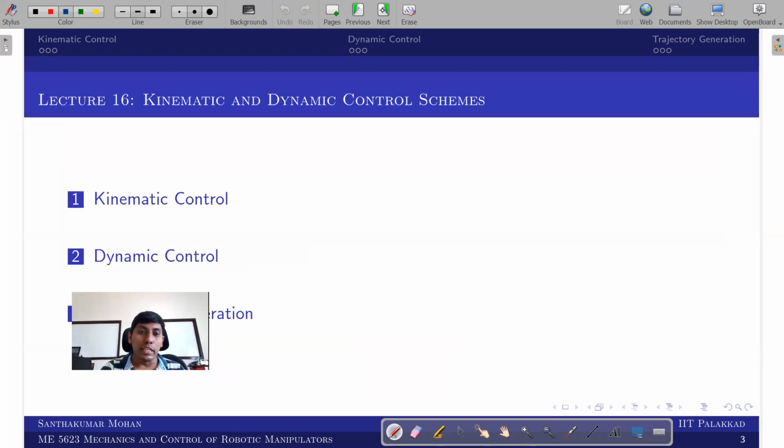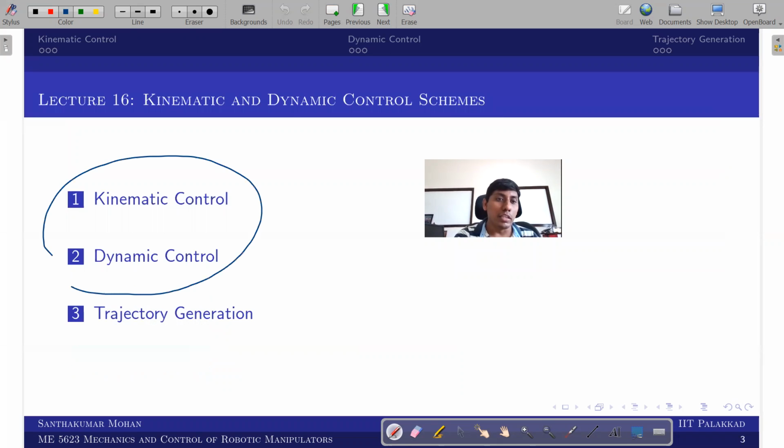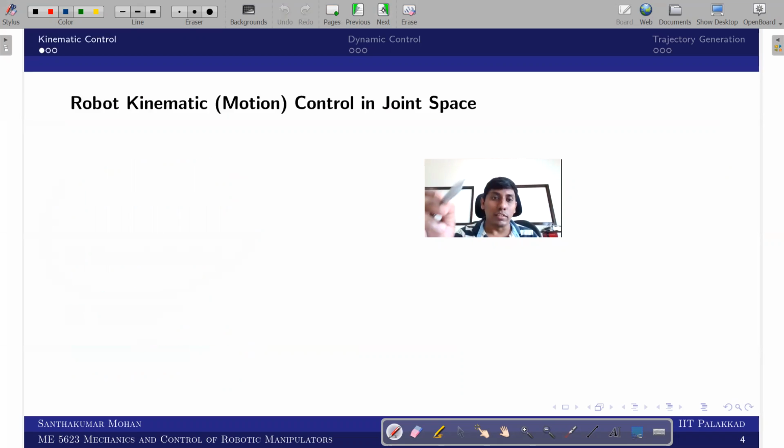So this is the thing which I was mentioning. The intention is that here we are trying to focus on kinematic control. In fact, in the live session, we have given a very detailed treatment; however, I will try to attempt that here. Then we will talk about dynamic control and finally we end up with the trajectory generation. So let us move to the lecture as such.